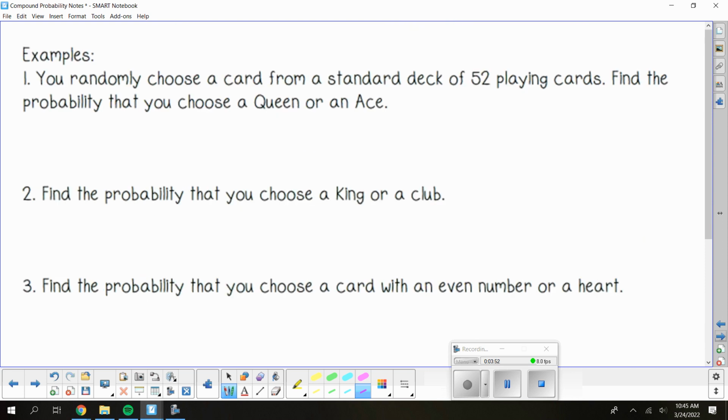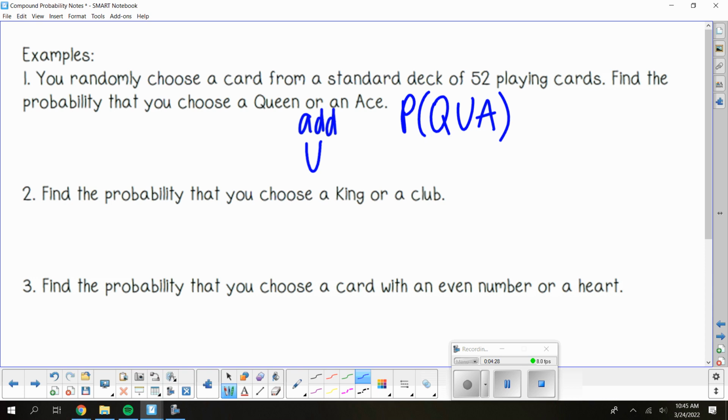Let's look at a couple examples. You need to make sure you know decks of playing cards. If you want to pull up a picture, that way you can see them and figure out the different things that you have. You randomly choose a card from a standard deck of 52 playing cards. Find the probability you choose a queen or an ace. Well, or means to add, so just keep that in mind. It's also your union symbol. So I'm finding the probability of a queen or an ace. Having a queen has no effect on having an ace.